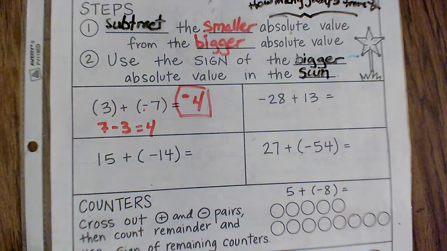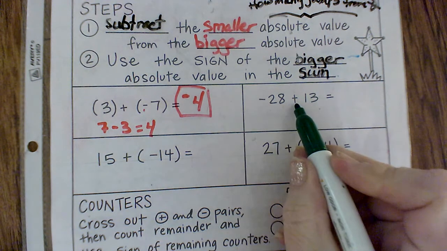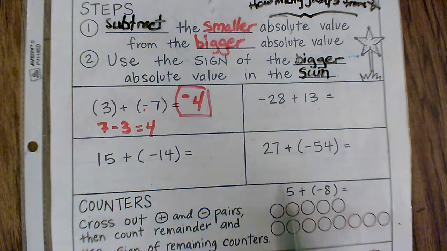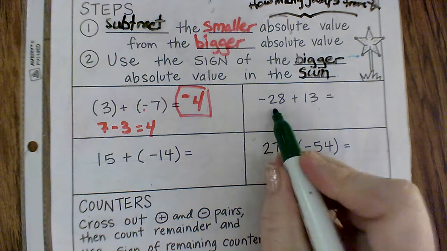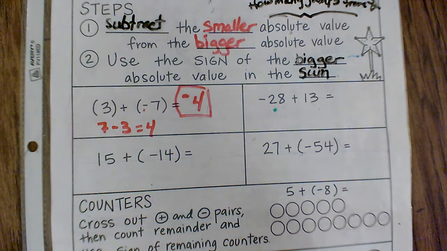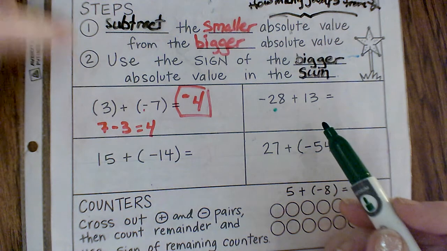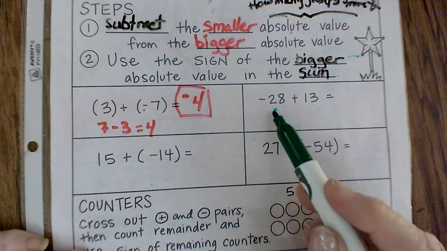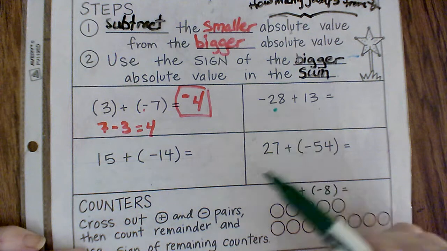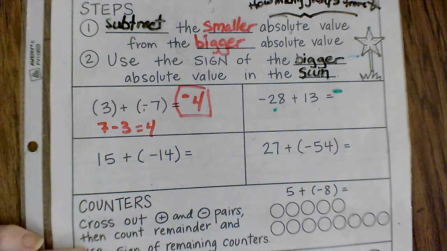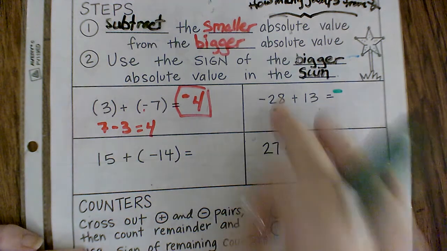We have -28 and a +13. So forgetting what is positive and negative, just look at the numbers, 28 and 13. What's the bigger number? 28. Now, I like to do number 2 before number 1. So I'm going to say, what's the sign on 28? We see that it's negative. So I'm going to put negative right there for my answer. Boom. I already know my answer is going to be negative.